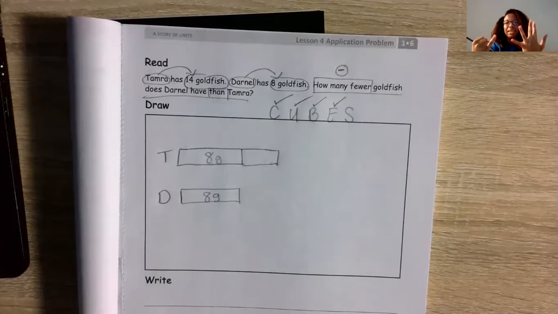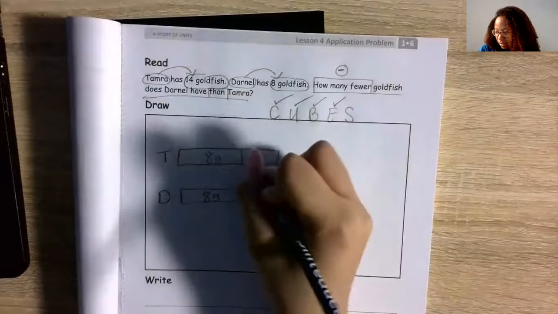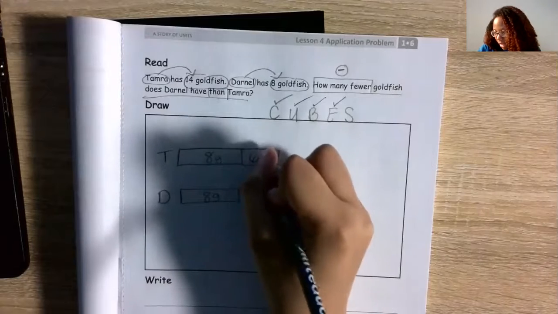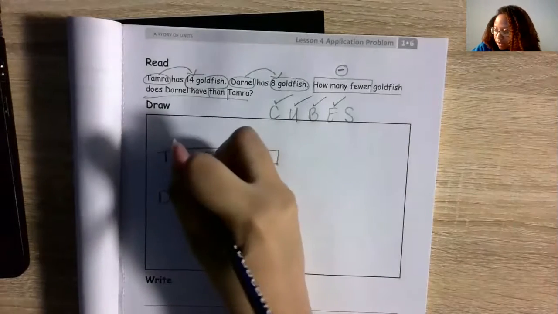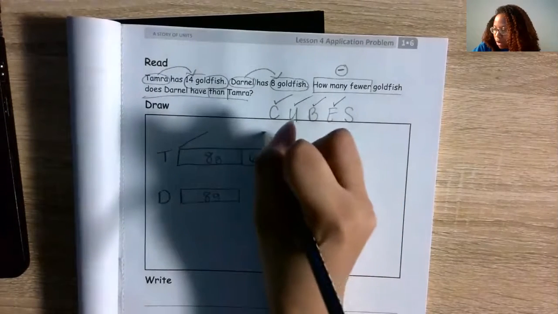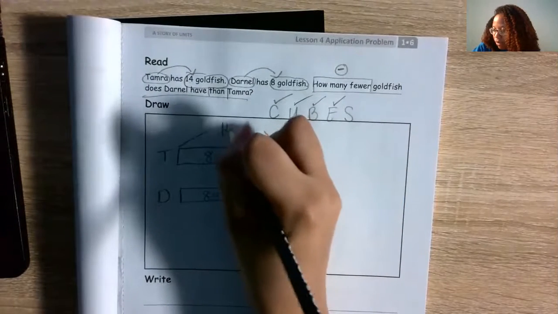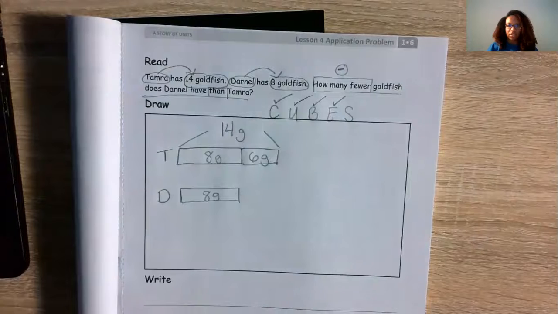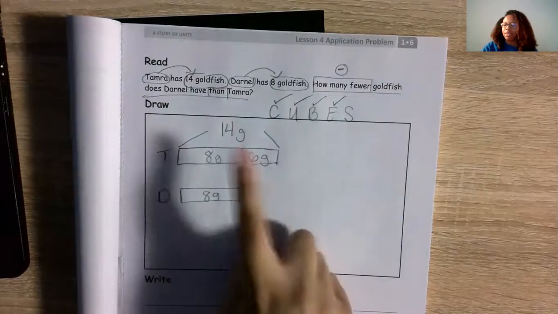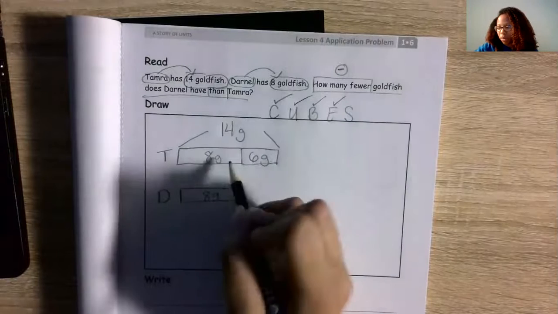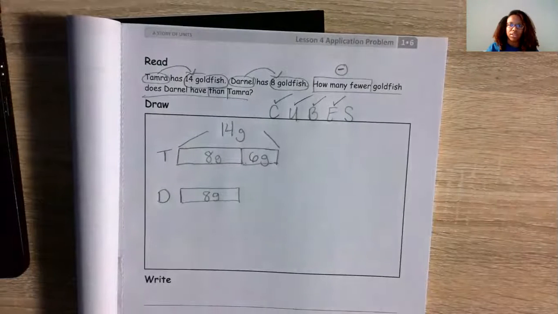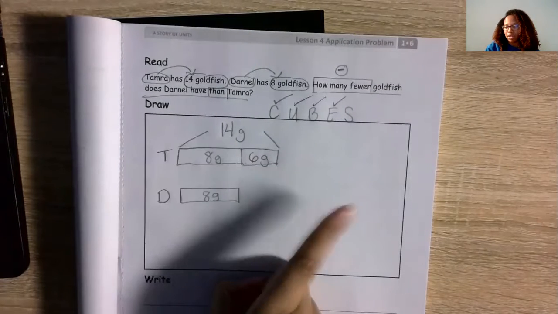I would do 6 because to get to 14, you have to add 6 more to 8. Then I'm going to draw my arms for my tape diagram and write 14G for 14 goldfish because I know that's how many Tamara has. If you just want to draw one big box and write 14G for 14 goldfish, that is good as well. But then you'll have to solve for the difference.